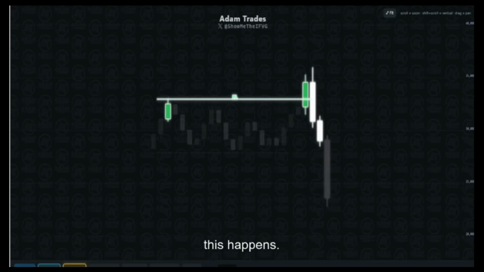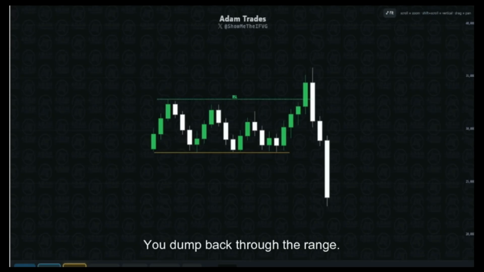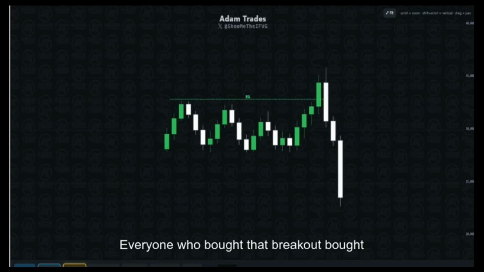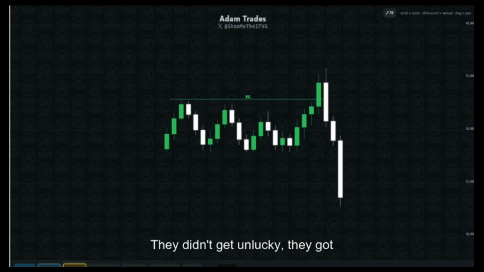Then this happens. You dump back through the range. Everyone who bought that breakout bought the exact top. They didn't get unlucky, they got processed. They were the exit liquidity for the move down.